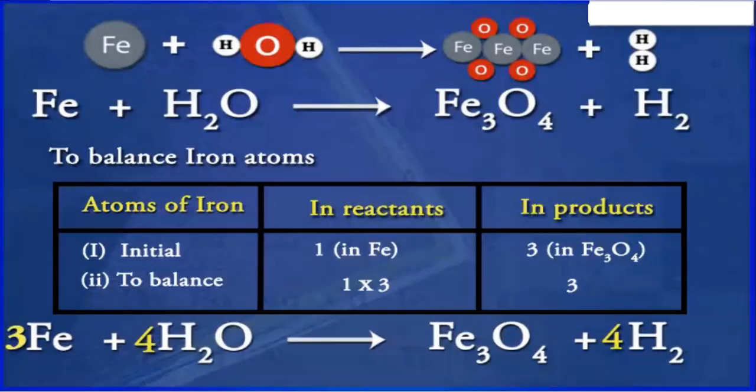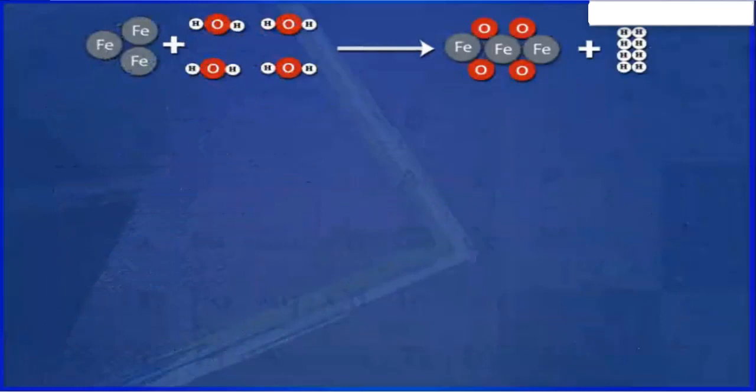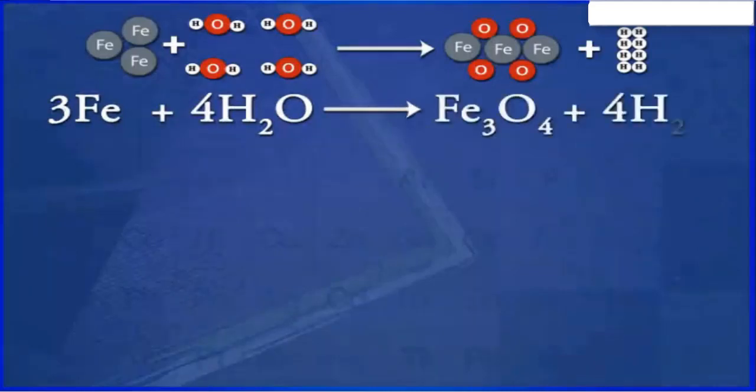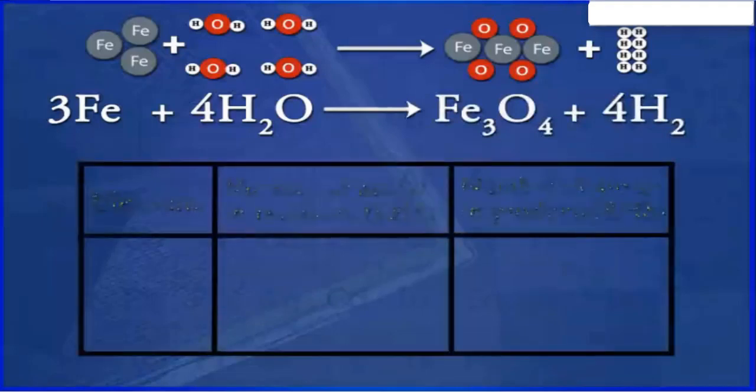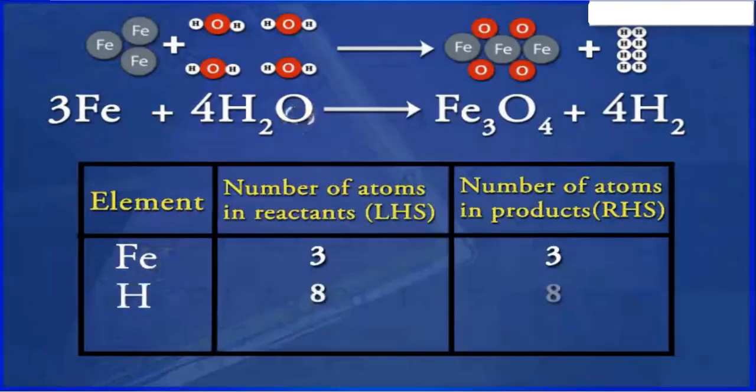Fe3O4 plus 4H2. Finally, to check the correctness of the balanced equation, let us count the atoms of each element on both sides of the equation. 3Fe plus 4H2O gives Fe3O4 plus 4H2. The number of atoms of each element is equal on both sides of the equation. The equation is therefore balanced now.